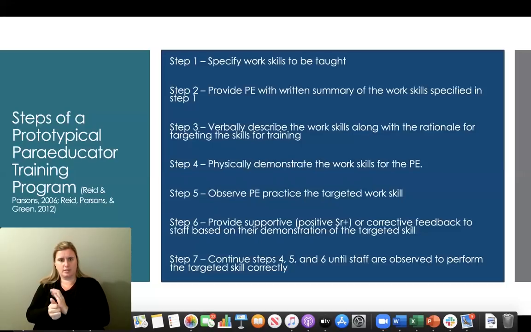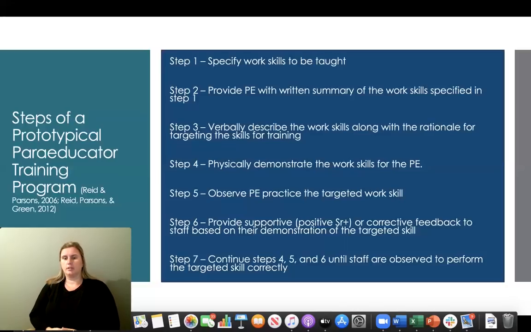So it is not only about telling our paraeducators what they're going to be teaching, but also why they are going to be teaching specific skills, or why specific procedures need to be employed. Next, physically demonstrating the work skill for the paraeducator. So it is not only about telling them, but also showing them what they need to do. Step number 5 would actually include observing the paraeducator practicing the targeted work skill.